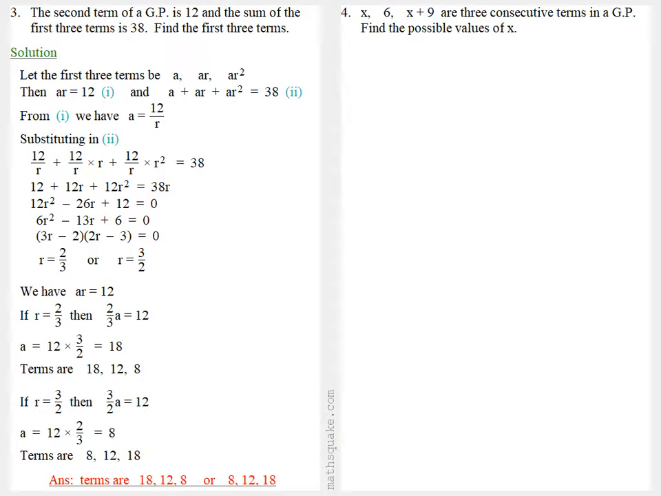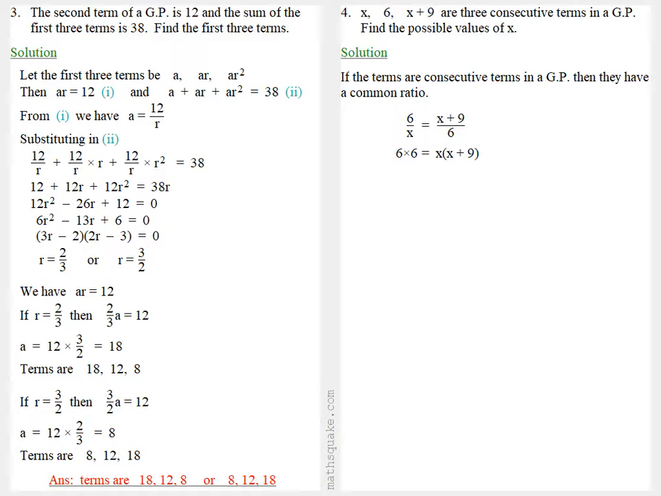In question 4 we're given that x, 6 and x plus 9 are three consecutive terms in a GP. Find the possible values of x. Well, to solve this, if the terms are consecutive terms in a GP, then they have a common ratio. So 6 over x is equal to x plus 9 over 6. Now we can multiply through by 6 and multiply by x, and that gives us 6 times 6 equals x into x plus 9. Well, we can expand the bracket.